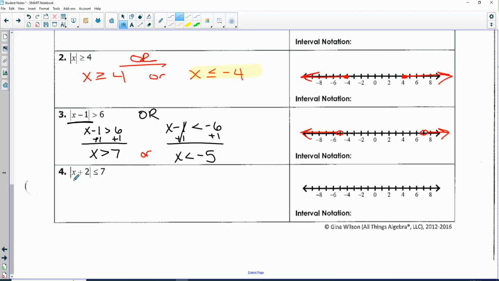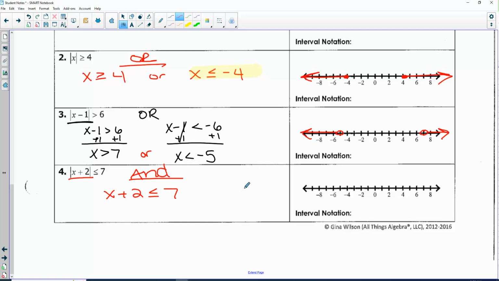Number 4, I still have the absolute value. It's on the side by itself. Is this and or or? And. Less than is and, greater than is or. Does everyone know how I'm deciding and or or? Okay. With or, we separate into two pieces. With and, we are going to make one big one. So we drop the absolute value.